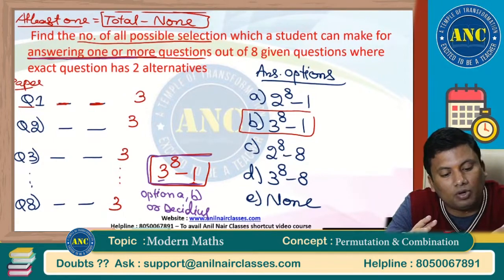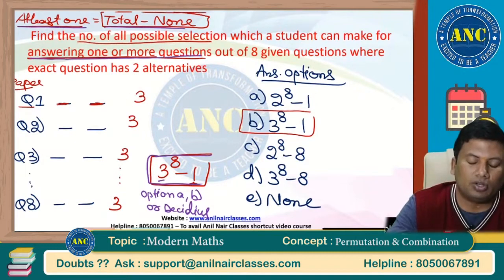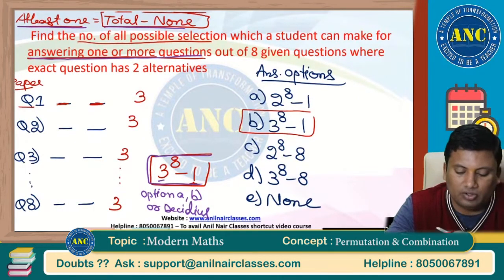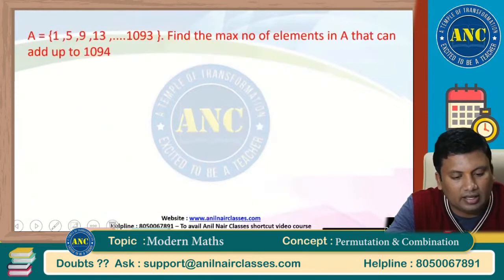Answering one or more is nothing but at least one. At least one is nothing but total minus none. I hope the idea is clear.